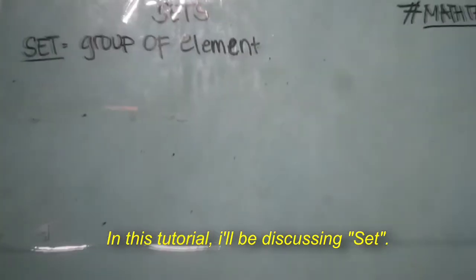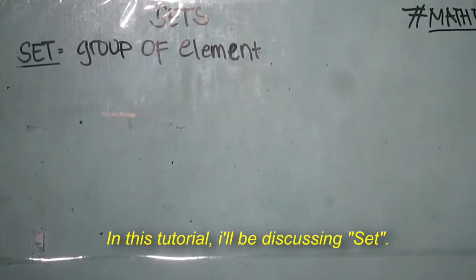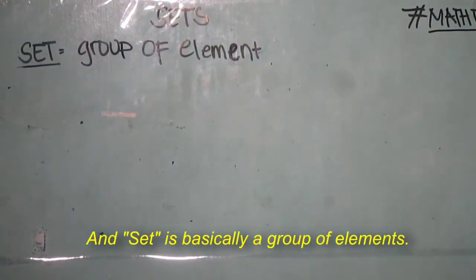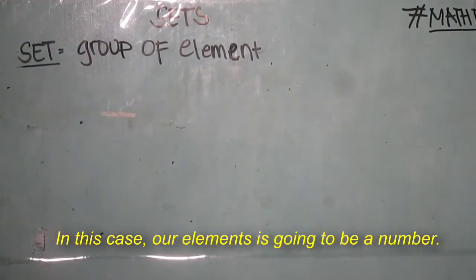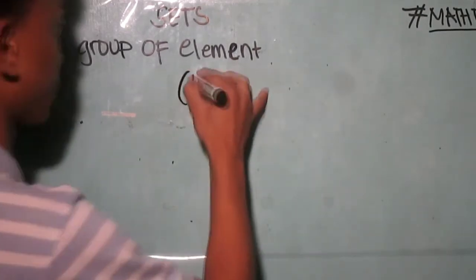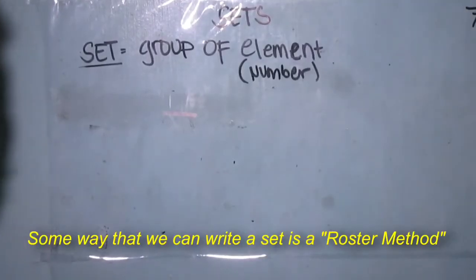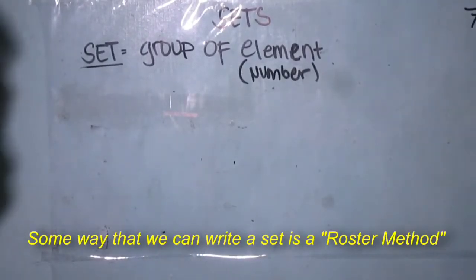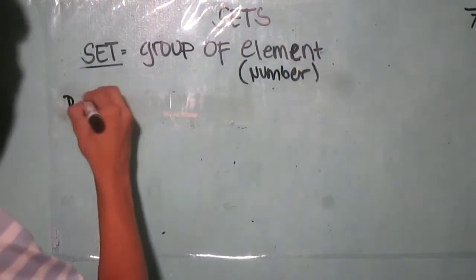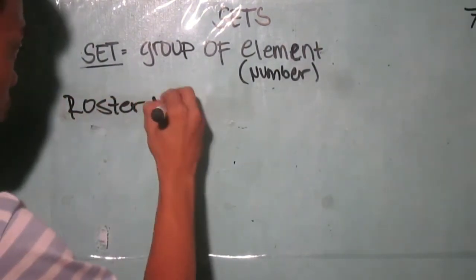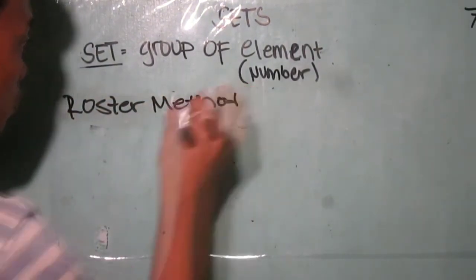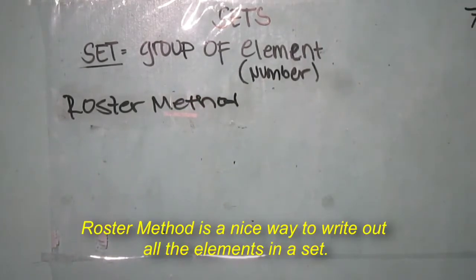In this tutorial, I'll be discussing sets. A set is basically a group of elements. In this case, our elements are going to be numbers. One way that we can write a set is the roster method. The roster method is a nice way to write out all the elements in a set.